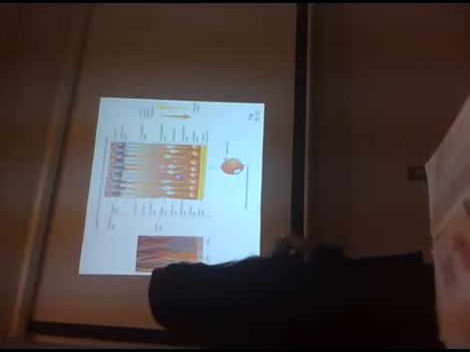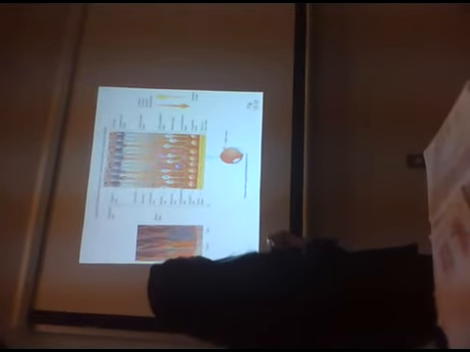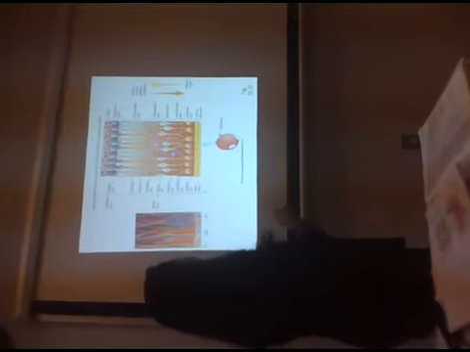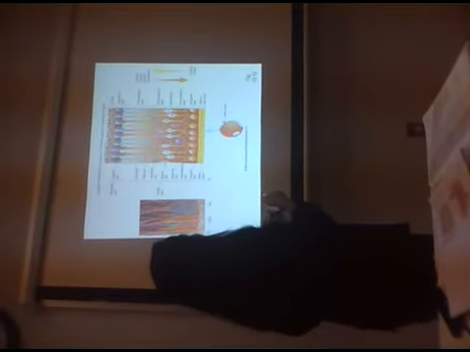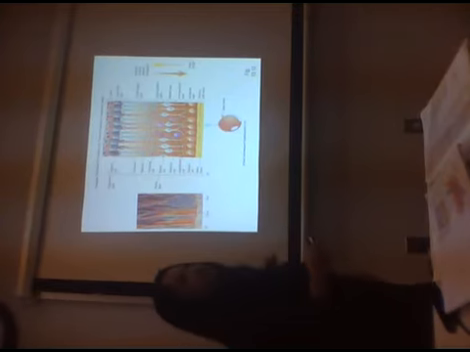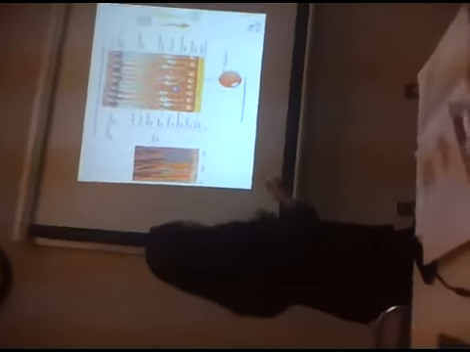And you have some other cells that connect them in between too. You have the horizontal cells that go this way. You have the amacrine cells that go this way. And then you have one connecting here, interplexiform cells. Those are in between, connecting your bipolar cells.